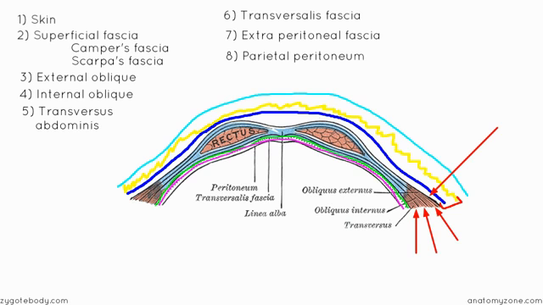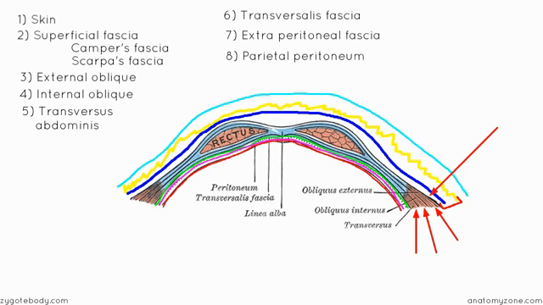So I'll just draw the parietal peritoneum on here in red. This is the final layer of fascia that your needle will pass through, or knife, or whatever you're using. The parietal peritoneum lines the walls of the abdomen, and it's a thin serous membrane.